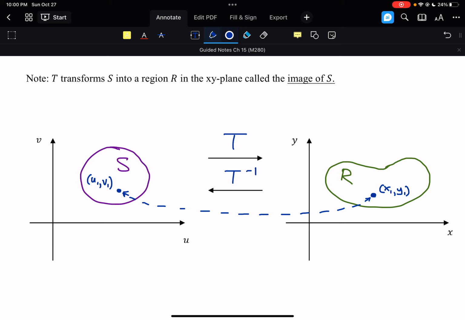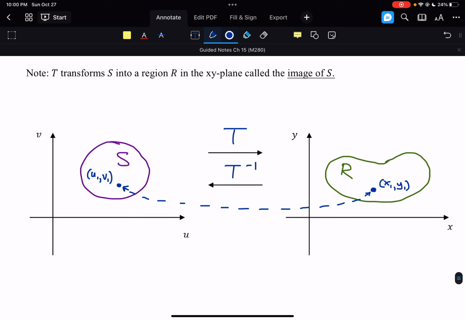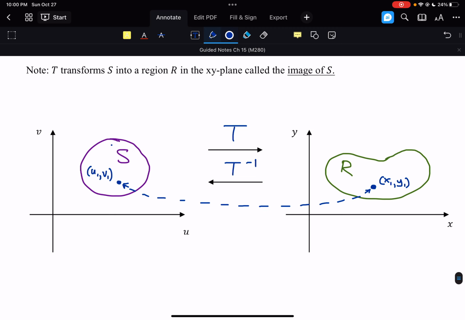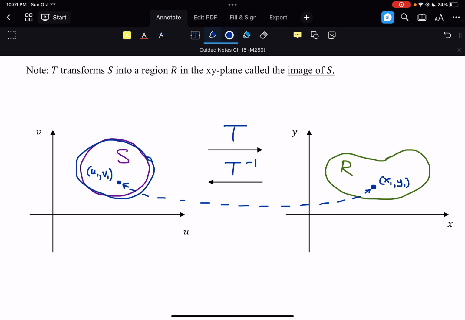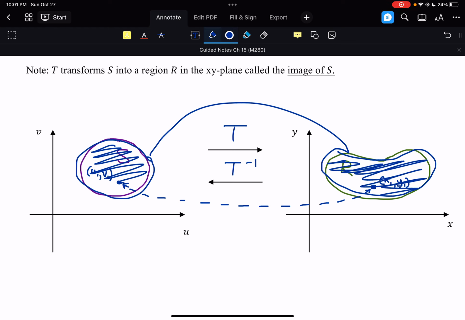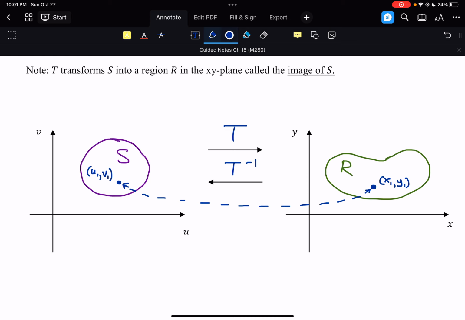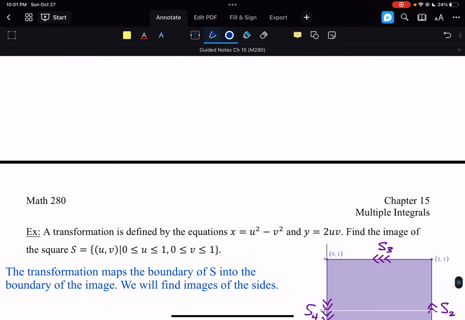Now, the nice thing about the way that these transformations are set up, if we know that everything in S is going to transform into everything in R, what we can do is look at the boundary of S, transform that into the boundary of R, and all of the points that were in S will be the same points that are in R. So we don't actually have to go point by point when we're transforming. We just have to transform the boundary, transform the outside edges of the region, and all of the points within those boundaries will stay within the boundaries as we transform them. So again, we don't have to go point by point, just transform the boundary, and the points inside will stay inside.